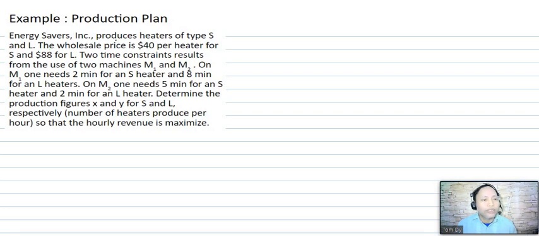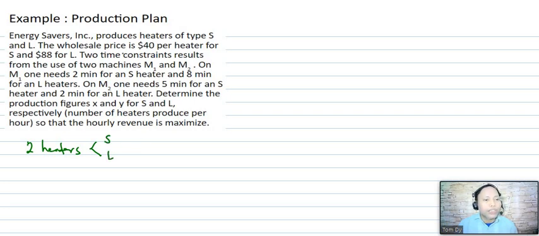Energy Savers Incorporated produces heaters of type S and L. So in other words, Energy Savers produces heaters of type S and L. That means we have two types of heater to produce. To visualize the problem, we have here our S heaters and then L heaters.